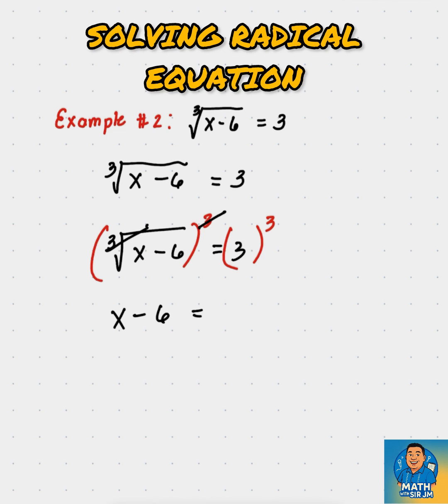Is equal to, then what is 3 raised to 3? That is 3 times 3 times 3. Let's copy. X minus 6 is equal to, what is 3 times 3 times 3? That is 27.